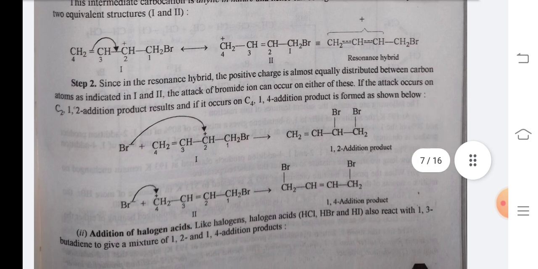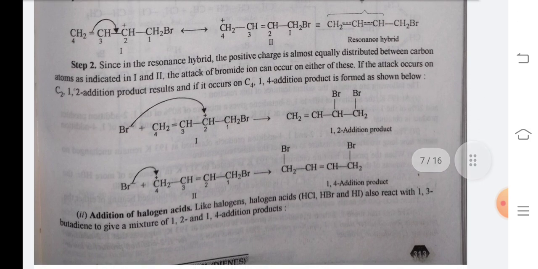Step 2. Since in the resonance hybrid the positive charge is almost equally distributed between carbon atoms as indicated in the first and second structures, the attack of bromide ion can occur on either of these. If the attack occurs on C2, the 1,2 addition product results, and if it occurs on C4, the 1,4 addition product is formed.